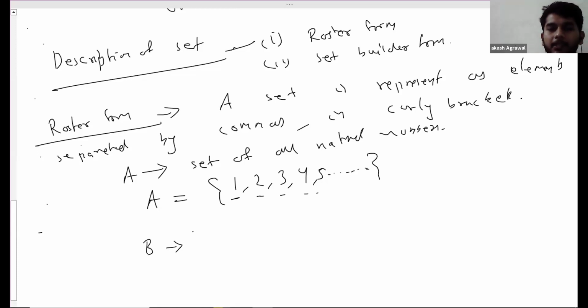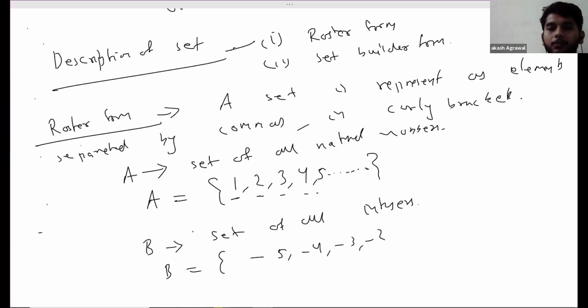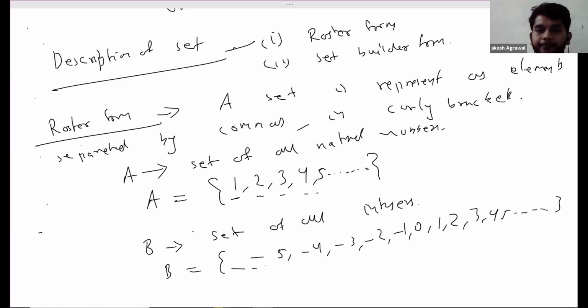If I say B is a set of all integers, then what will we write? B equals -5, -4, -3, -2, -1, 0, 1, 2, 3, 4, 5, dot dot dot. Dots at the back also. Okay. Is everyone clear about this? Yes, sir.